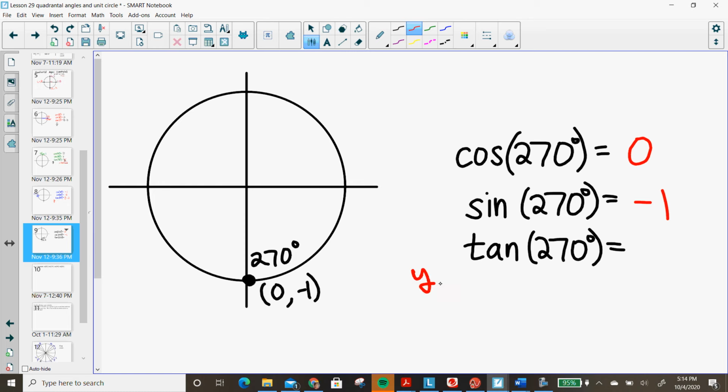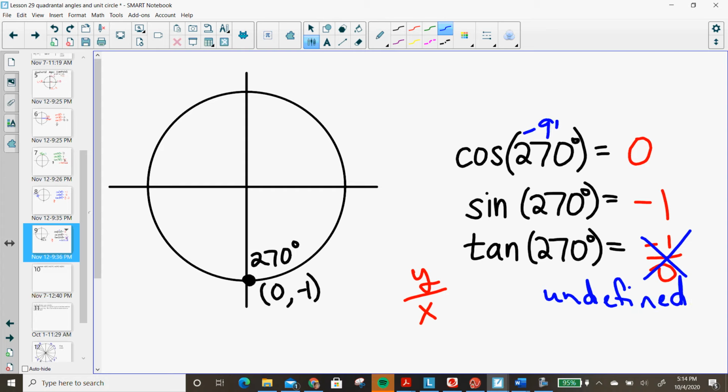The tangent must be y over x, so it's now negative 1 over 0, but that does not work. We cannot divide by 0, so the tangent of 270 degrees is really undefined. And that would also be true if this was the cosine of negative 90 degrees, since that would be the same place on that unit circle.